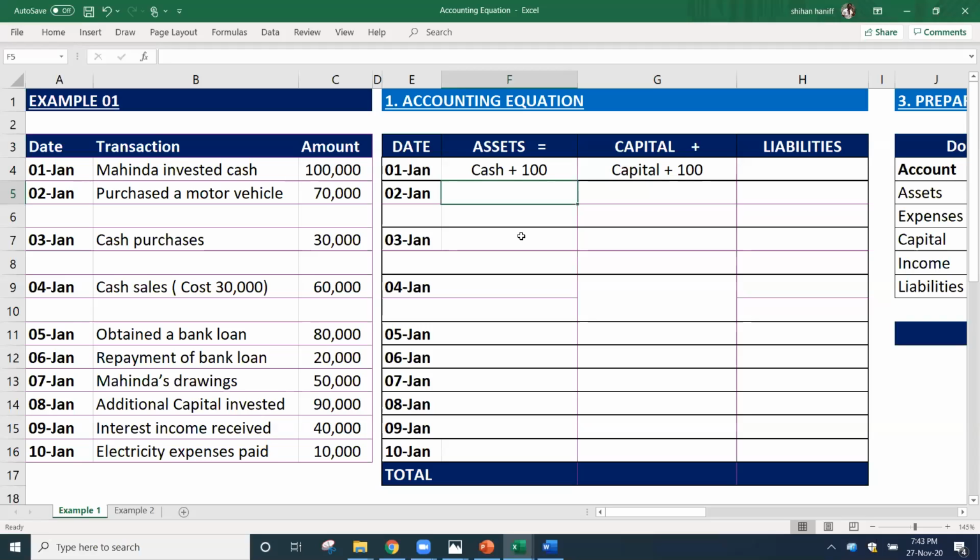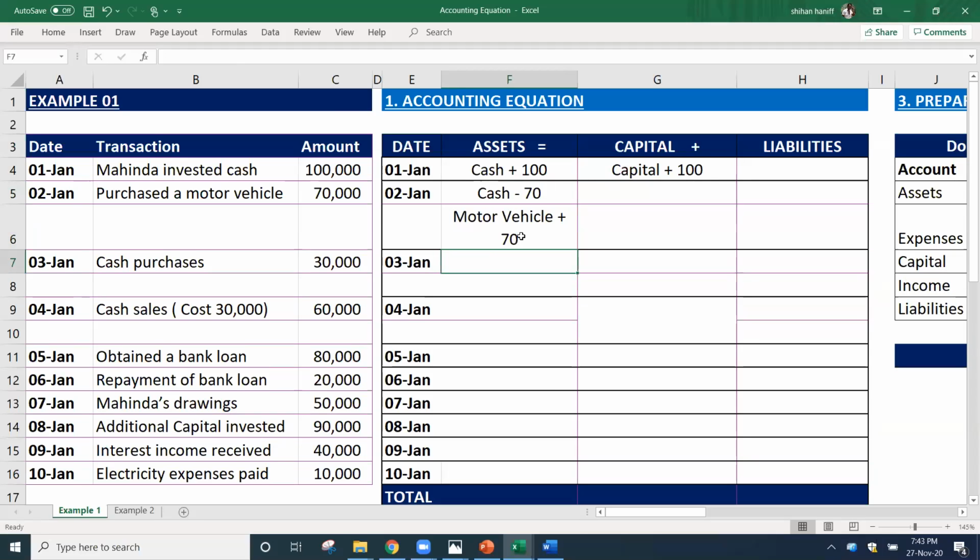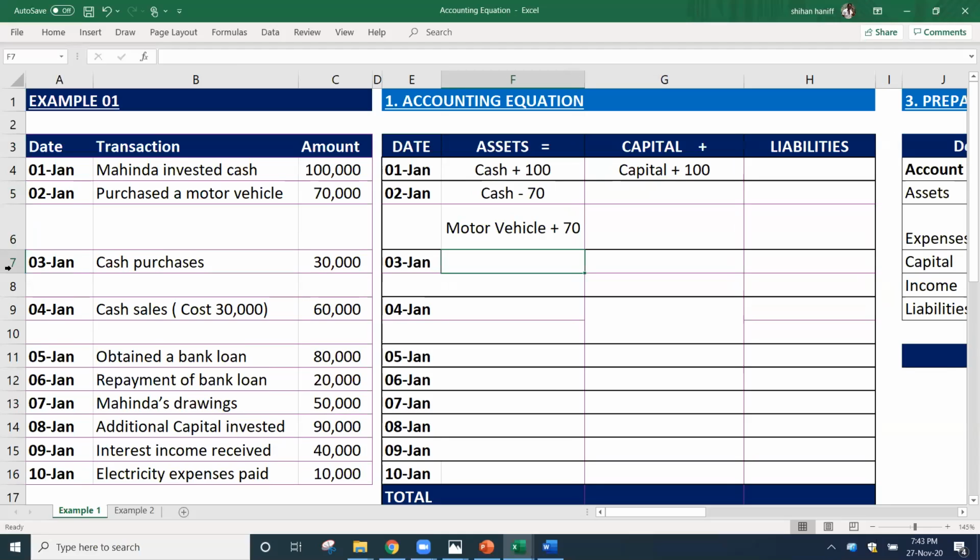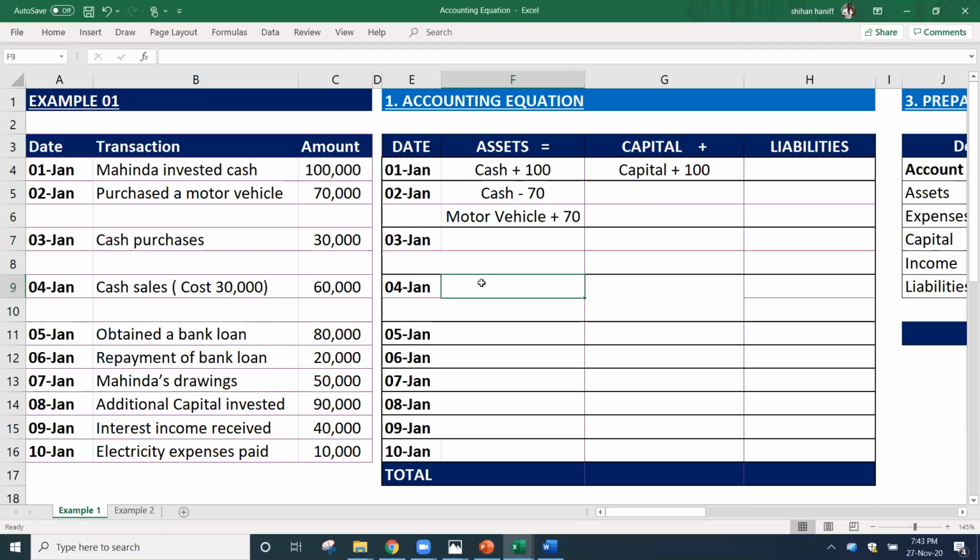Purchased a motor vehicle. We are purchasing, giving cash, minus 70,000. And when you buy a motor vehicle, it will increase by 70. Cash minus, motor vehicle plus. Third transaction, cash purchases. We are giving cash, minus, and the stock will increase by 30. Cash will be minus, stock will be plus.